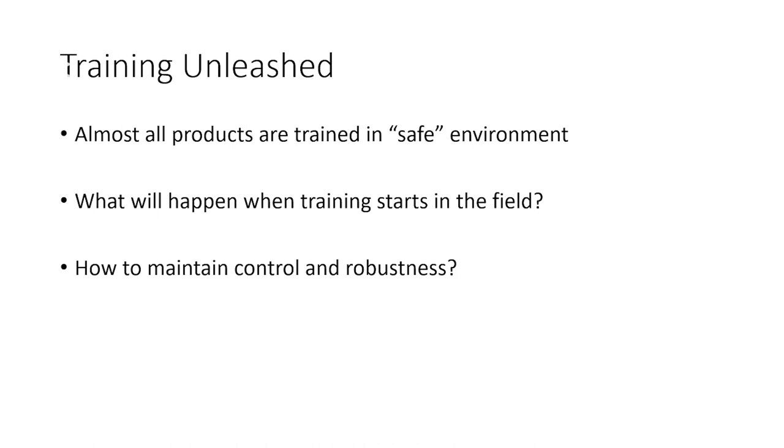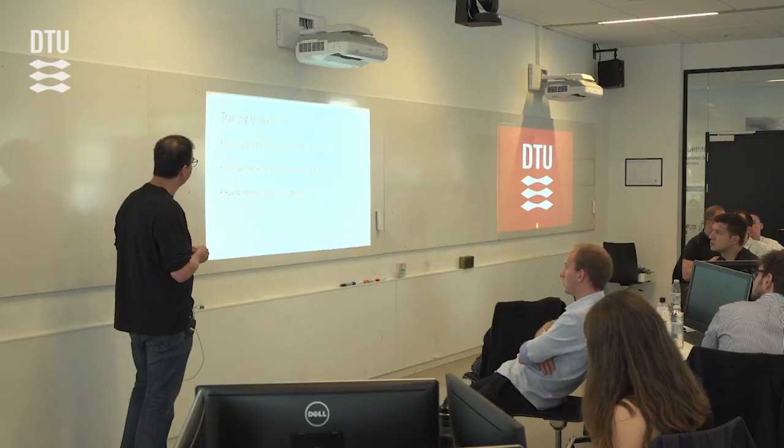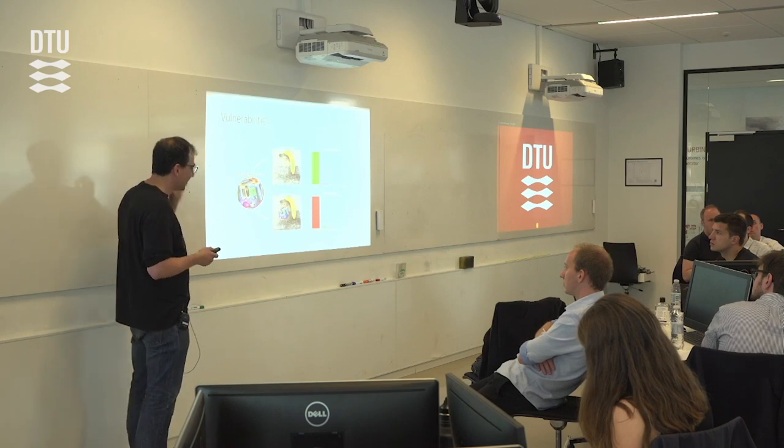And once you move to the field and you think about training something that is supposed to work and retrain all the time, then it's a big question. It's what's known as ML ops, how to maintain control and robustness of something that works in the field. So there is a big caveat to everything that we said today and will say today. If you want to unleash training in the field, you need to know exactly what you're doing and you need to have safeguards for that.